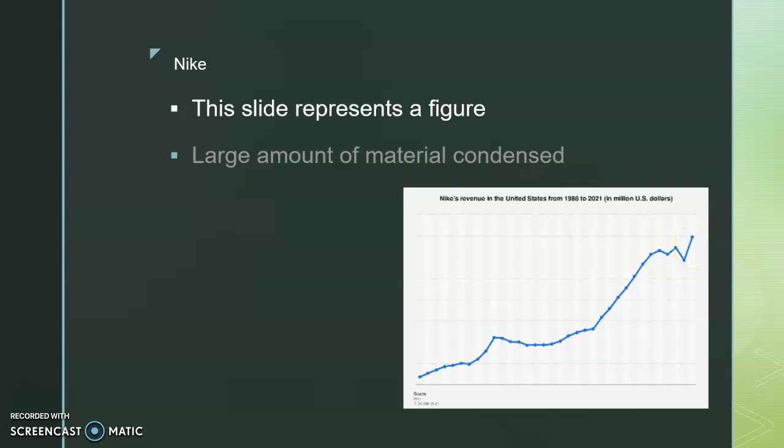It attracts a specific variety of a group because this information is so condensed. Again, this is a large amount of information condensed into a small chart. This shows you that Nike has had revenue of millions and millions of dollars from 1988 to 2021 in just a short amount of information.